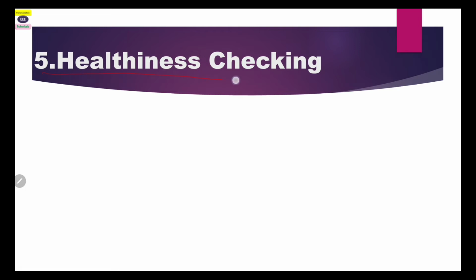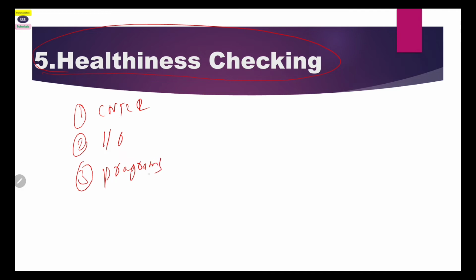Now the next point is healthiness checking. The healthiness checking parameters you can categorize in some parts: the controller healthiness parameters, IOs, programs, or some tags. So you should know the healthiness of your whole system. In the controller, some LEDs are given and also some soft graphics are provided.